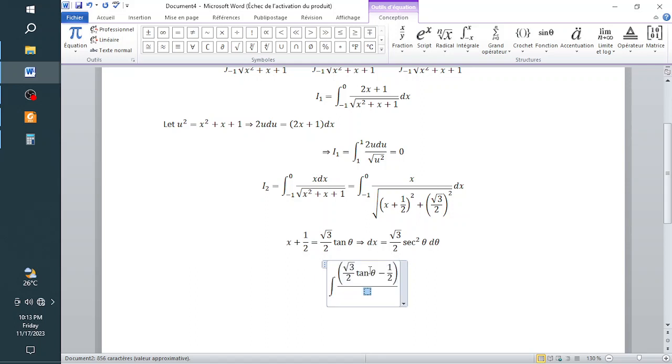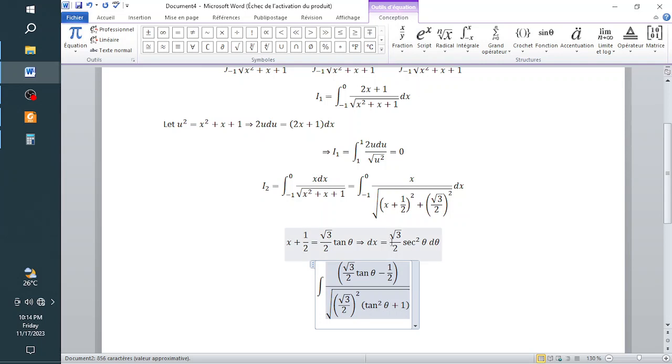Now I need to divide it by the square root. Now this x plus half all squared is simply root 3 on 2 tan theta all squared. So you can have something like root 3 on 2 all squared tan squared theta, and you just see that in the next term you can just factorize this root 3. Just factorize it out.